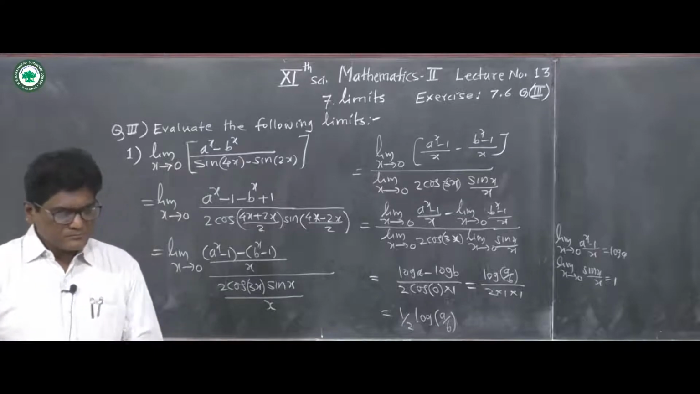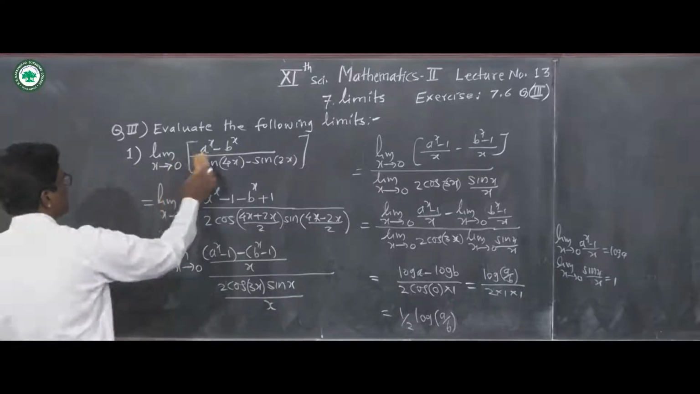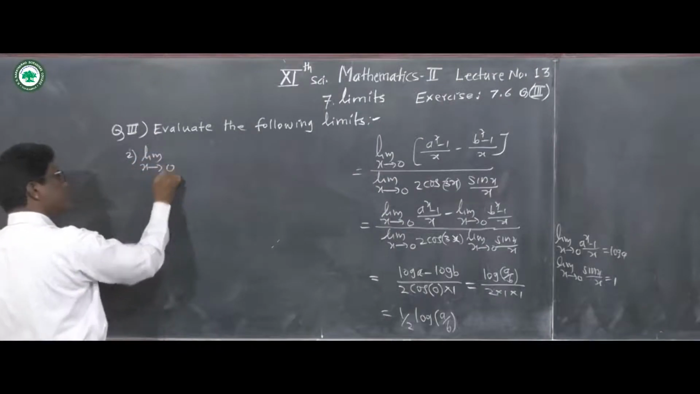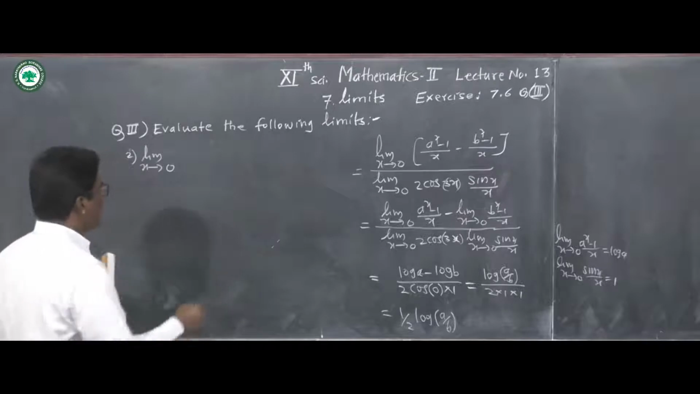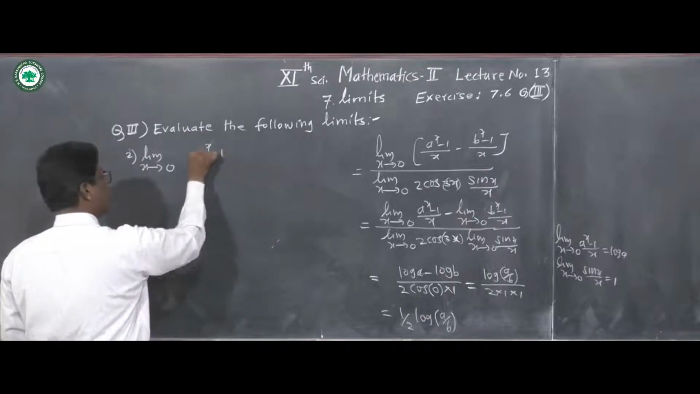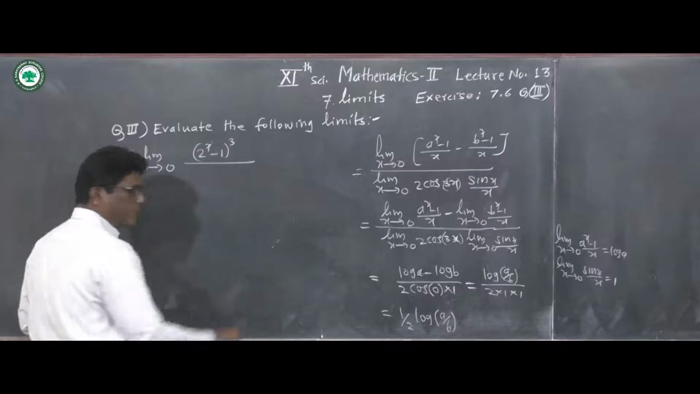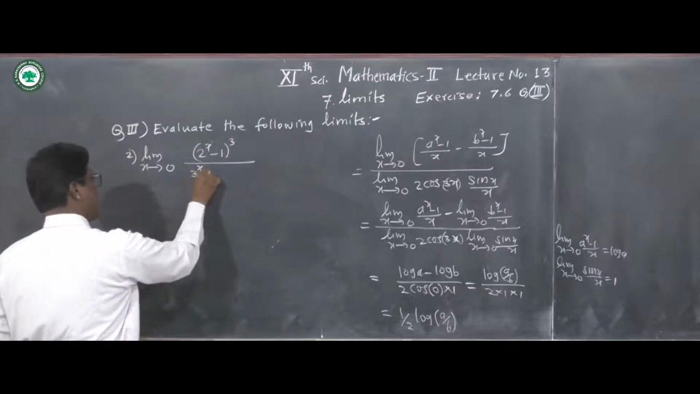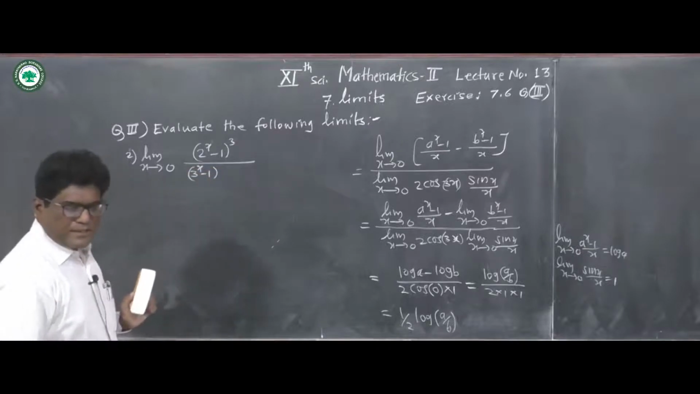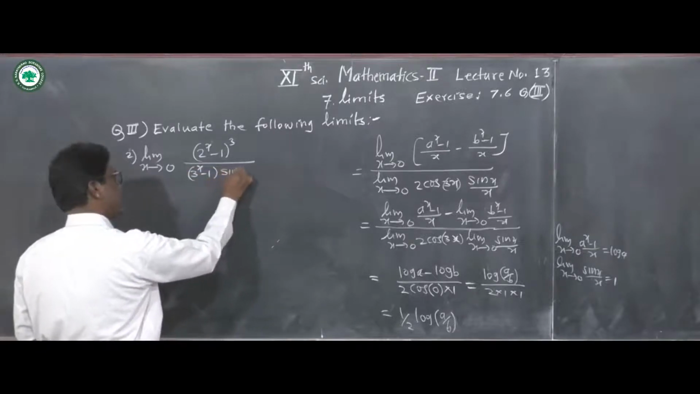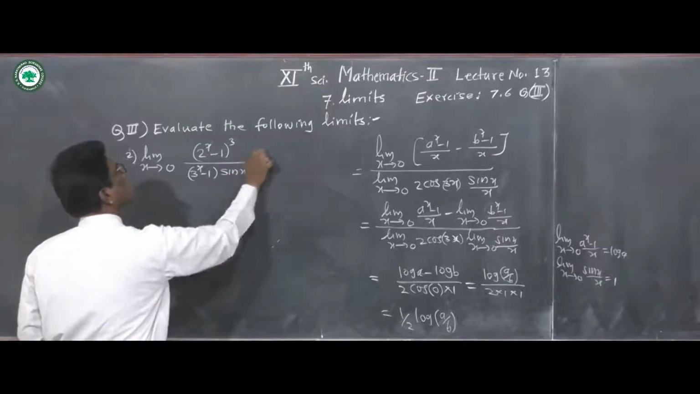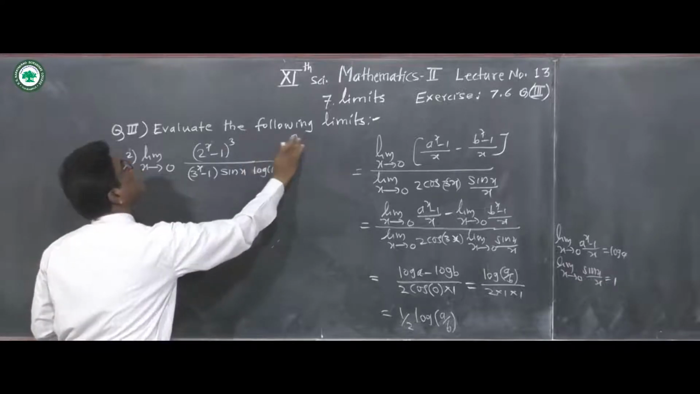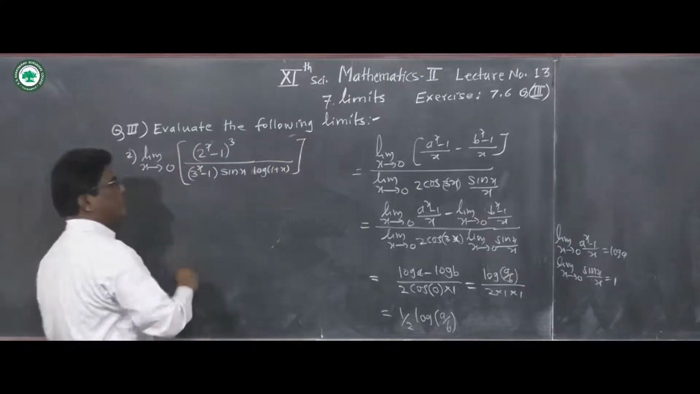Now second problem, limit as x tends to 0, (2 to the power x minus 1) to the power 3, divided by (3 to the power x minus 1) into sin x into log of 1 plus x. This is the second problem.